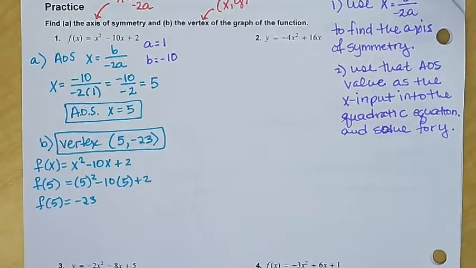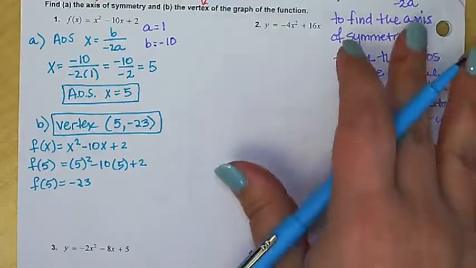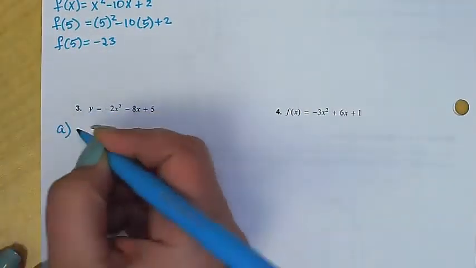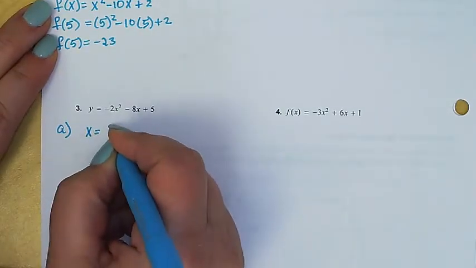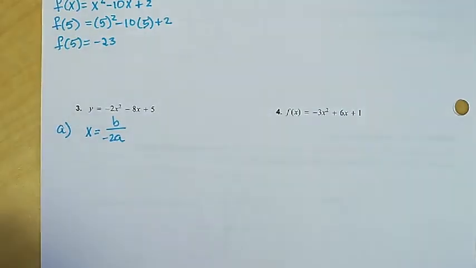Let's try another one. Let's try number 3 down here. Okay, same exact kind of problem. We're going to go through the same steps. Part A is all about finding that axis of symmetry first. So again, that's that b over negative 2a. So let's go ahead and identify what a and b are.